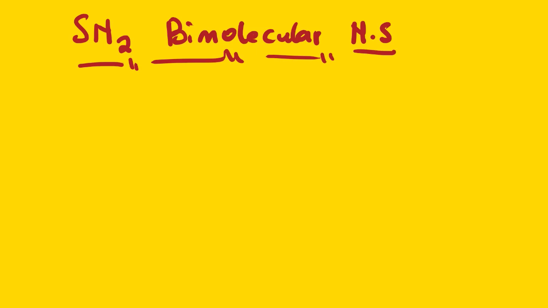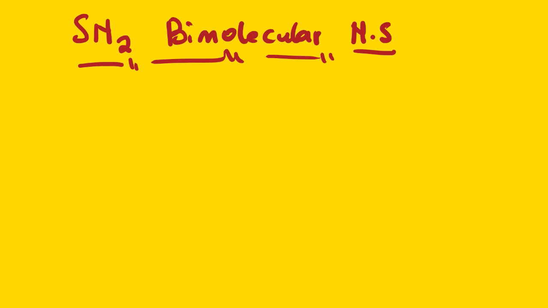SN2 nucleophilic substitution is one of the reactions that we have. We have SN1 and SN2. You should know that SN2 is only a one-step nucleophilic substitution, and SN2 stands for substitution nucleophilic bimolecular. We know that bi has more or less the same meaning as di, meaning two.